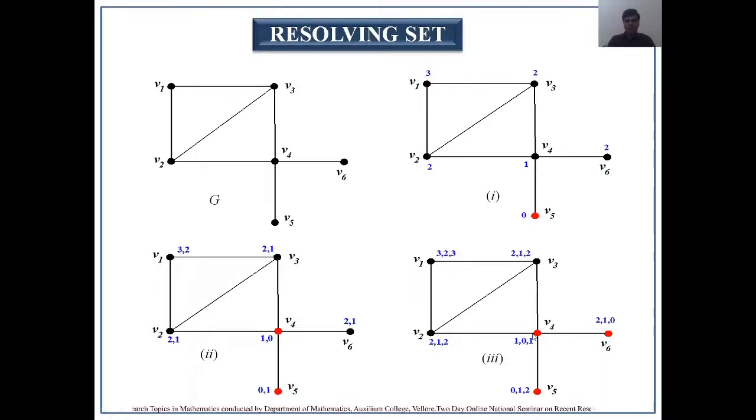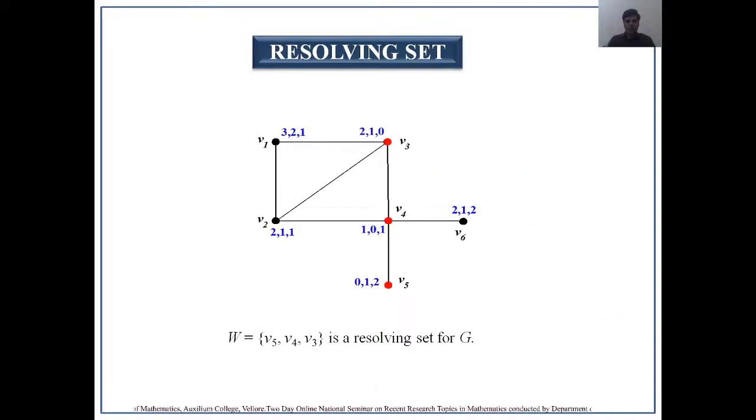Now I should not leave it as it is; I have to try some other possibility. Is there any other possibility with three vertices which will give me a resolving set? Let me take another set W consisting of three vertices: V3, V4 and V5. Let me find the distance between these three vertices and all other vertices in the graph.